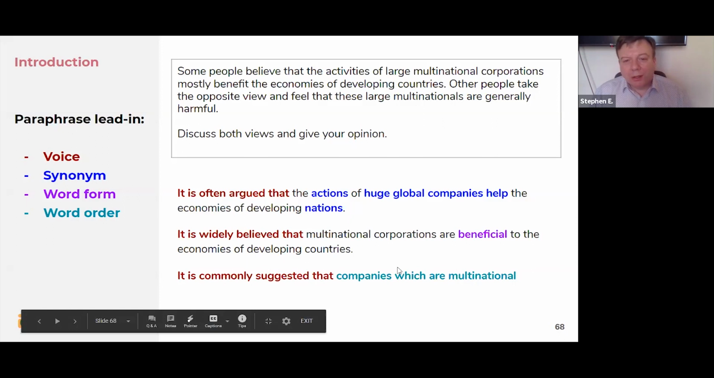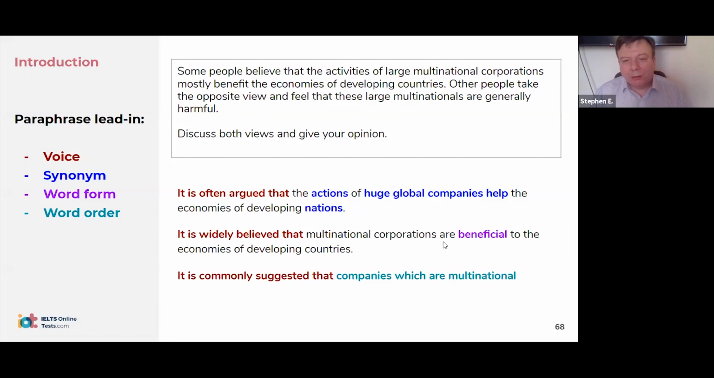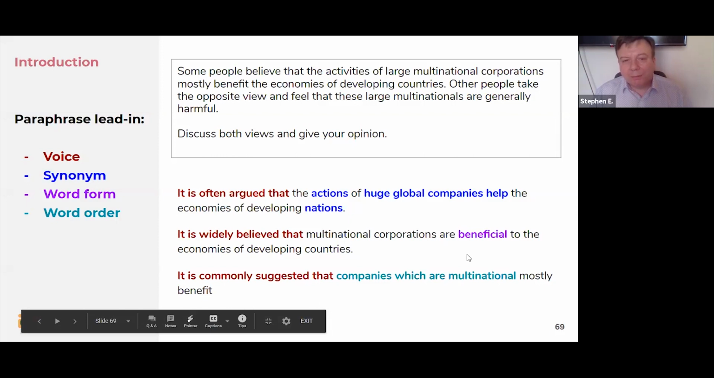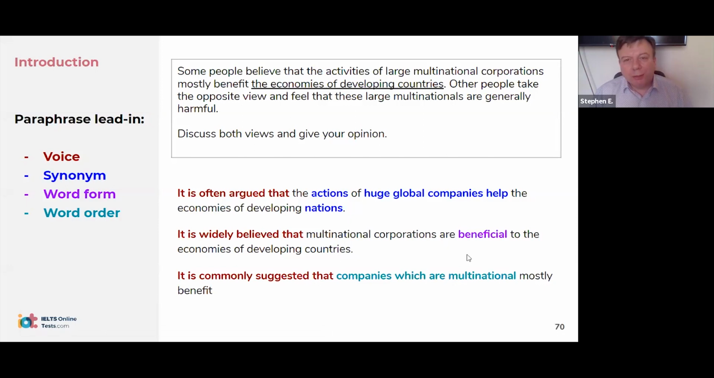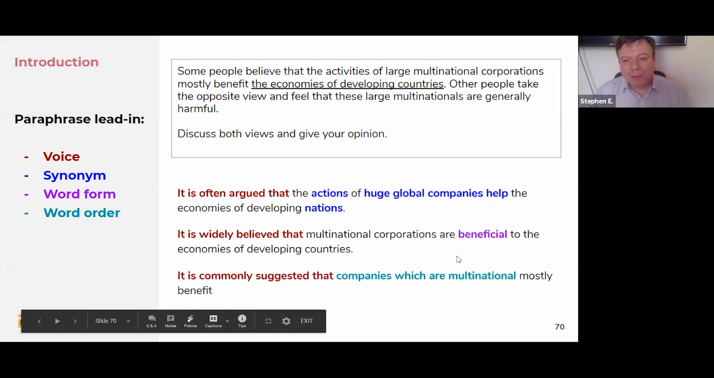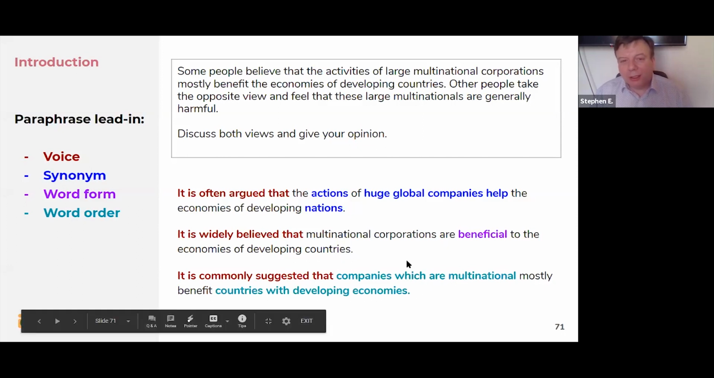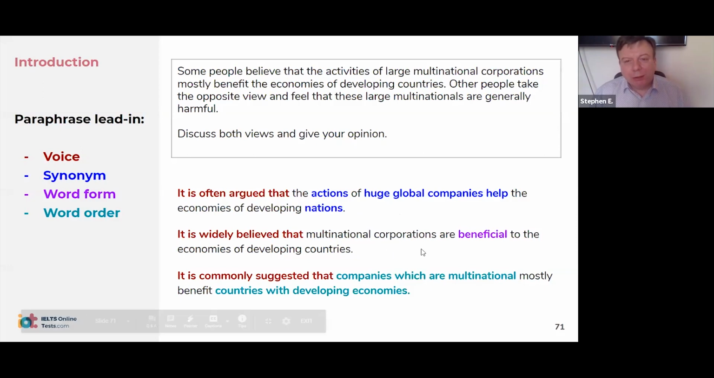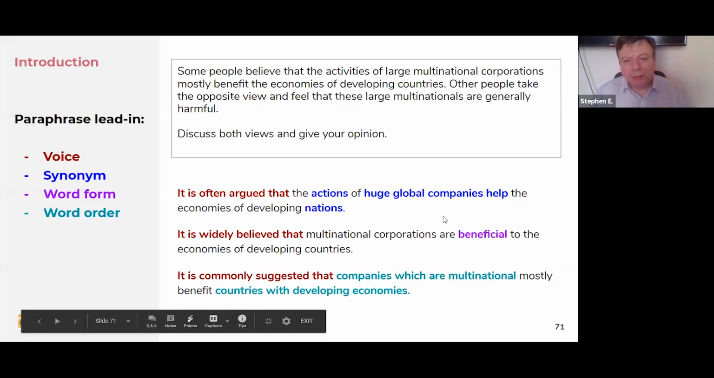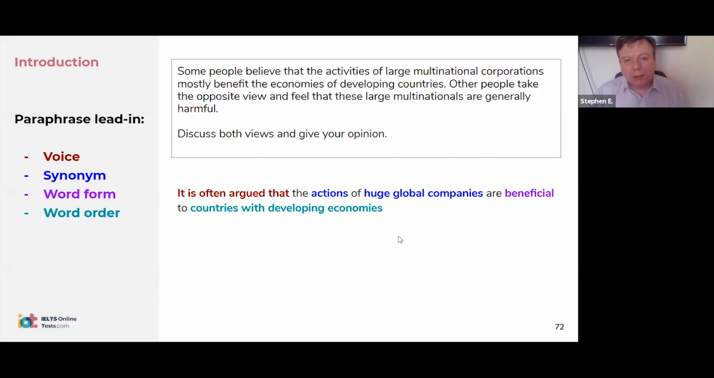So it's commonly suggested that companies which are multinational and then benefit, so the economies of developing countries, okay? How would you change that? Okay, good. Countries with developing economies. So you can see there's 3 different ways we could have done that at the beginning. Okay, so we'll stay with this one.